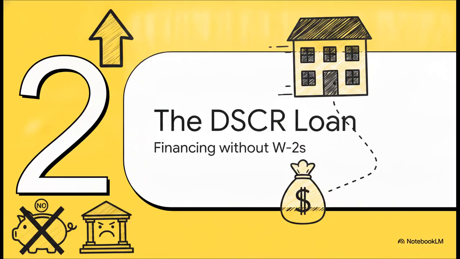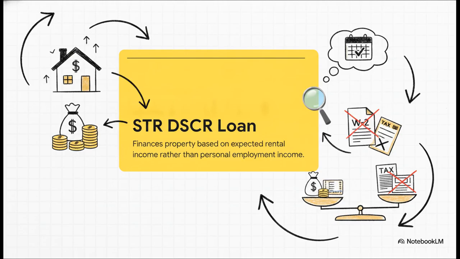Moving right along to Section 2, introducing the DSCR loan. This specific loan fundamentally changes the game. DSCR stands for Debt Service Coverage Ratio, and instead of agonizing over your personal W-2s, pay stubs, or tax returns, the lender evaluates whether the property's rental income can support the monthly payment all on its own. Basically, if the property pays for itself, your personal income becomes far less relevant to the underwriter.